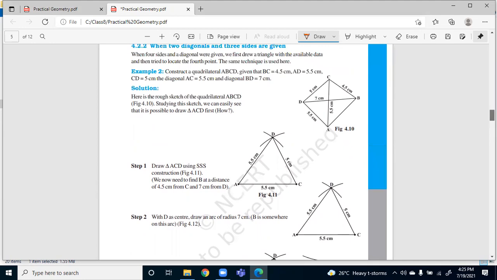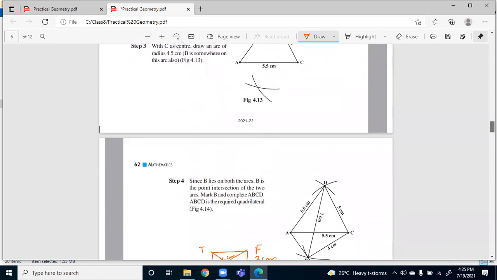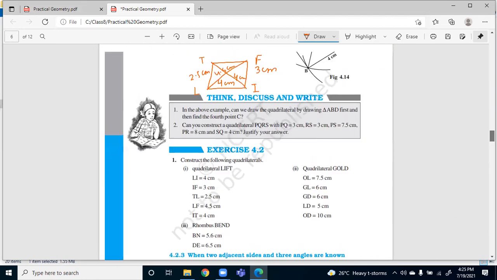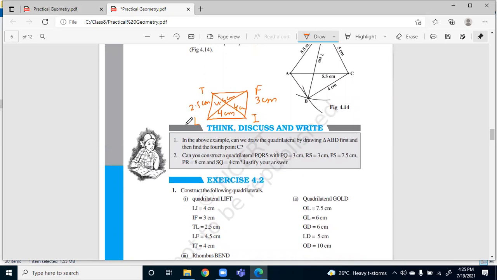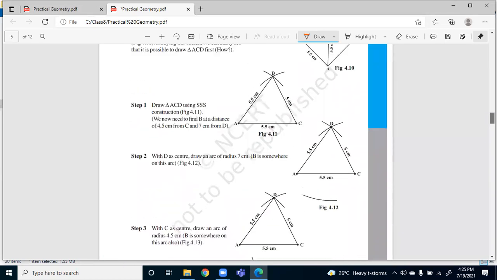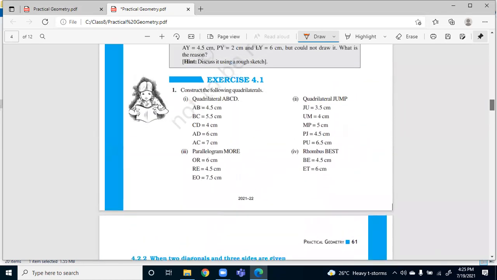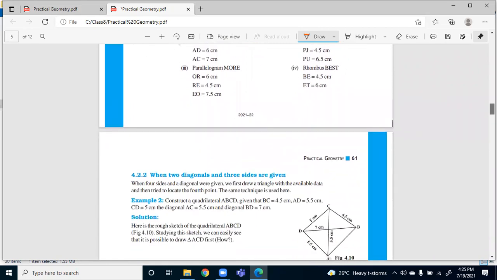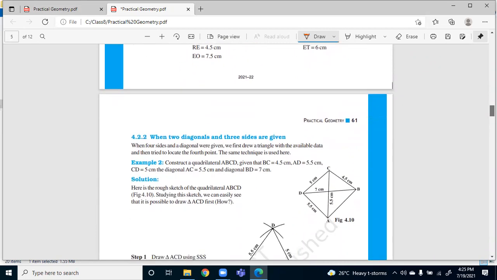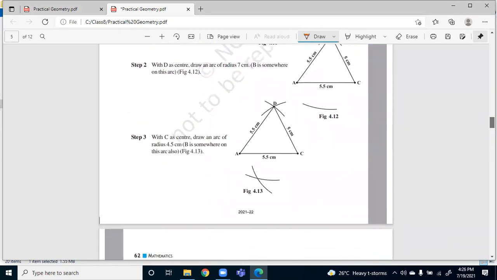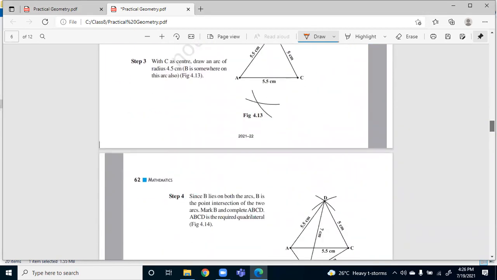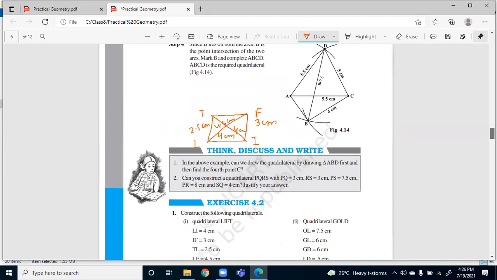Yes, Malika? Ma'am, the base will be LI. Hold on. You are saying the base will be LI. No, no, no. That is not correct. Yes, anyone else who wants to attempt this type of question? Any ideas? Otherwise, I will explain how to draw when 2 diagonals are given. Ma'am, explain. Dhriti? Ma'am, can you explain? Yeah, I will explain.